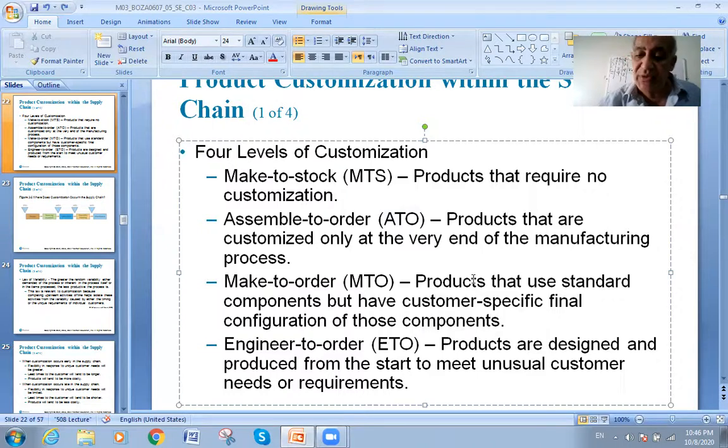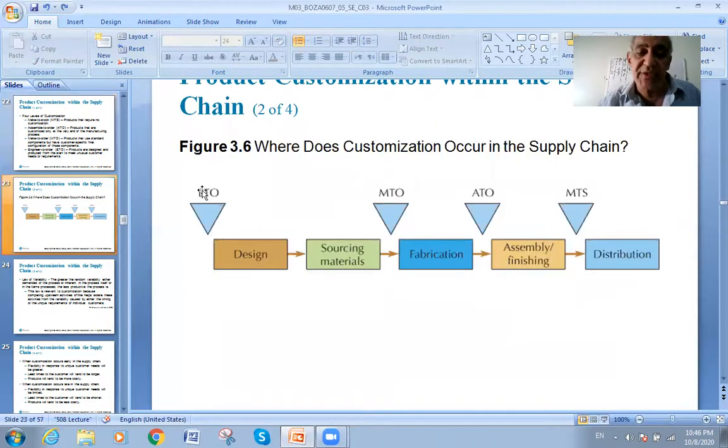Usually the customer's needs are required. Here, you see the ETO at the start of the design, then MTO in the middle, ATO maybe the middle or more than the middle, MTS like the doorknobs of the Rolls-Royce at the end or before the end of production.